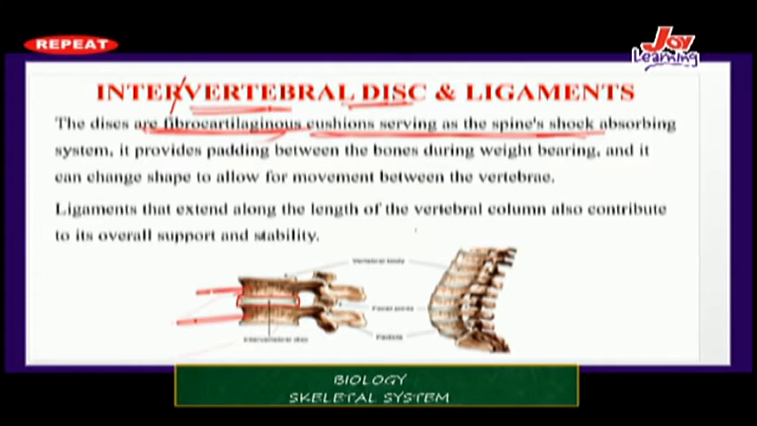Then again, there are ligaments that extend along the length of the vertebral column, and they contribute to the overall stability. Now, these bones are fitted or articulated together in a manner that allows flexibility. So, if you want to exercise, you can begin to bend them gradually.